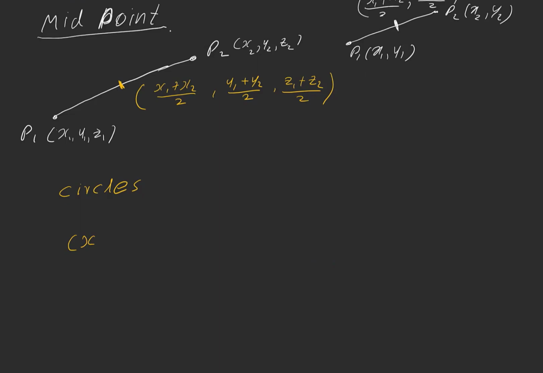Equation of the circle is x minus h power 2 plus y minus k power 2 equal r squared. Here h and k are the center. Here h and k is the center of the circle and r is the radius. So this we can extend in 3D, then it become sphere.